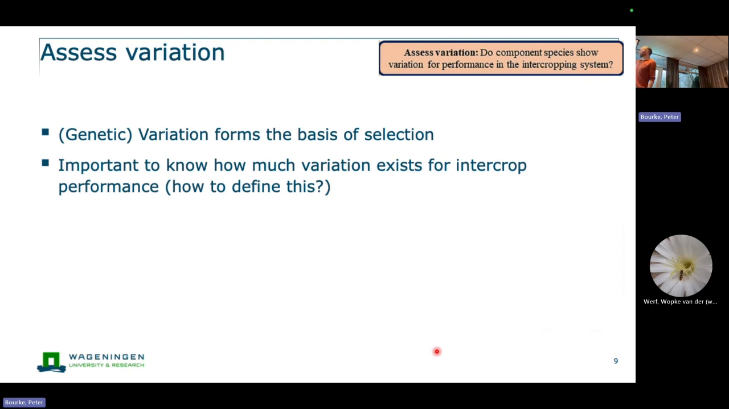But I put a little question here. How do we define intercrop performance? Is that something that someone can save me from trying to define? Would one of you like to try to define what intercrop performance is? Or how a breeder would consider intercrop performance?